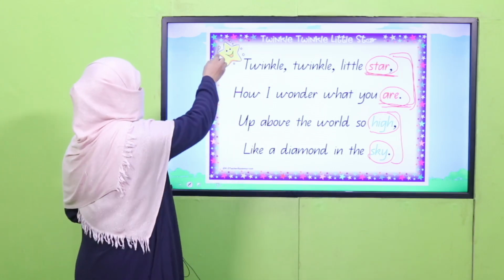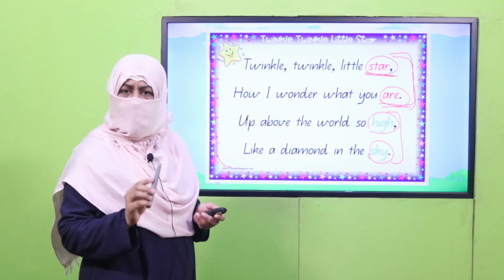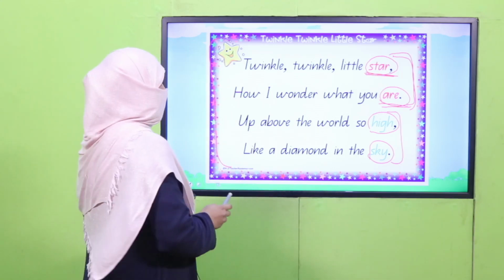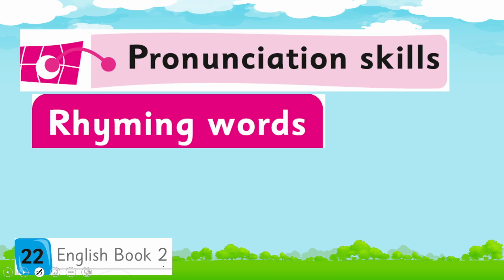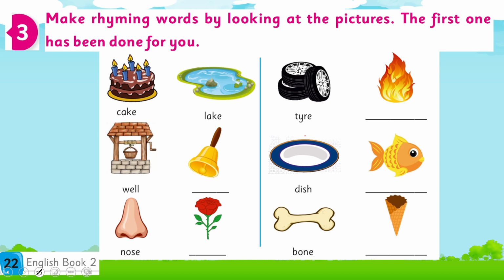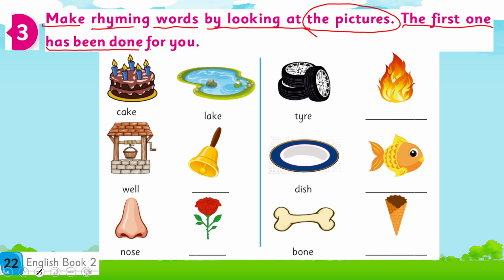Right, my dear children? Are you clear with the rhyming words concept? Because we are going to practice it. Open your book on page number 22. And what activity is given? Under the title of pronunciation skills, rhyming words, make rhyming words by looking at the pictures. The first one has been done for you.